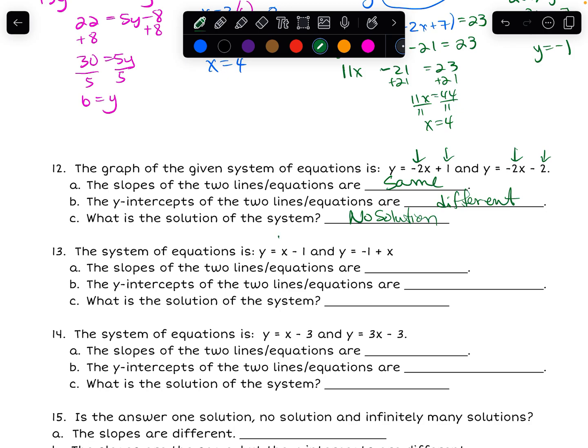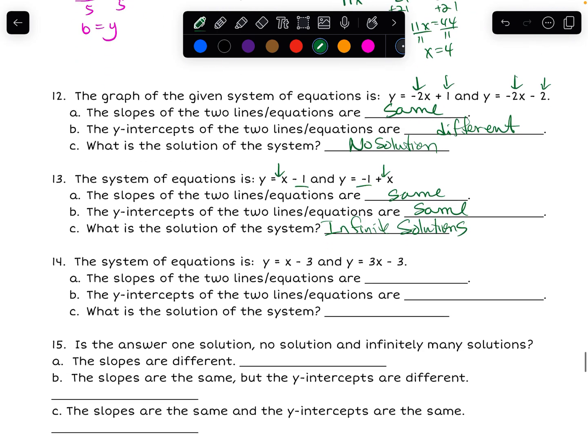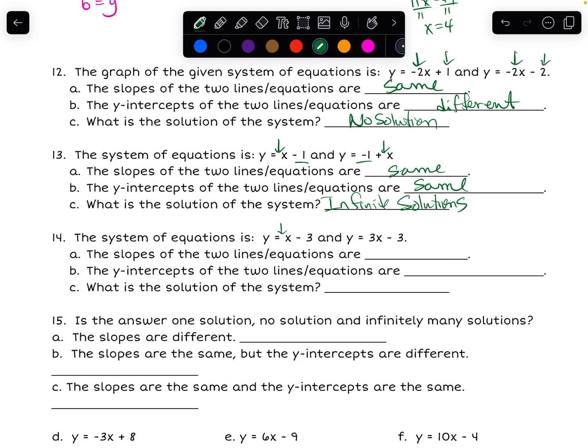The next one, I look at the number in front of the x, which is the slope, and they are the same. I look at the y-intercepts, they are also the same. So this is infinite solutions. This next one, I look at this, they are different.